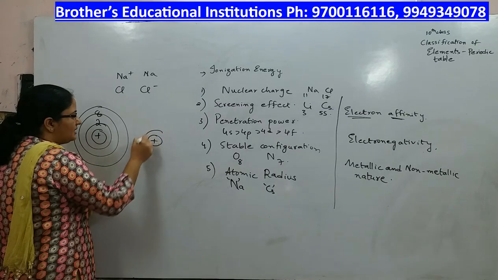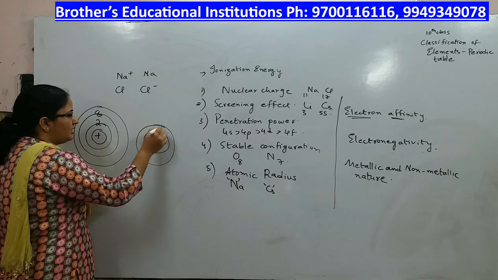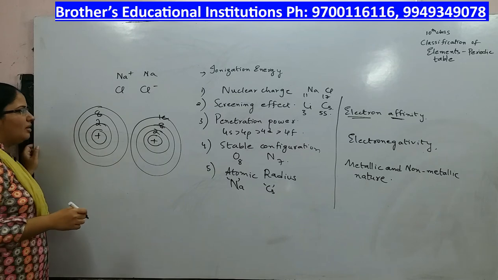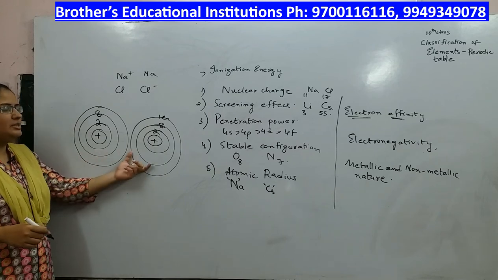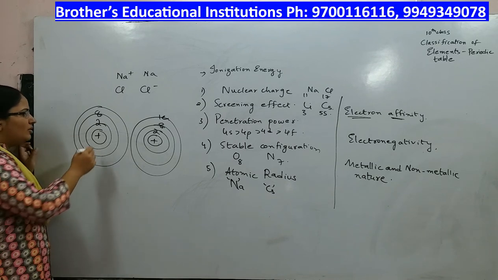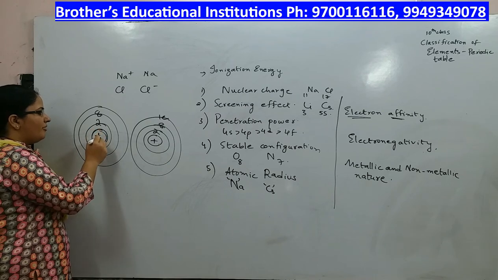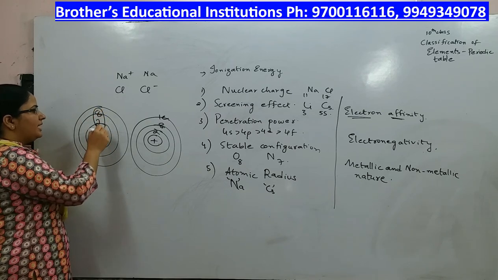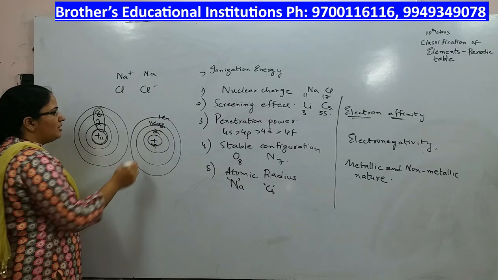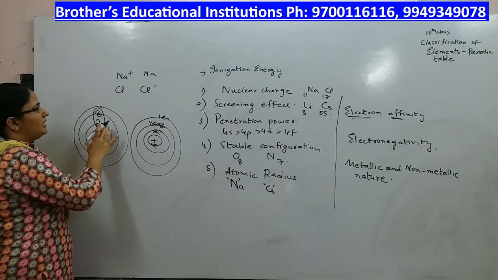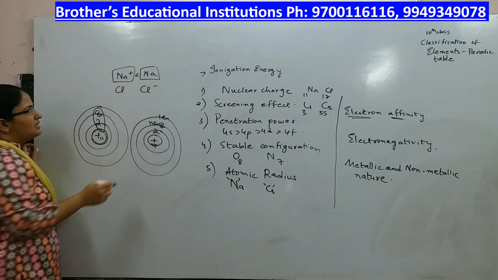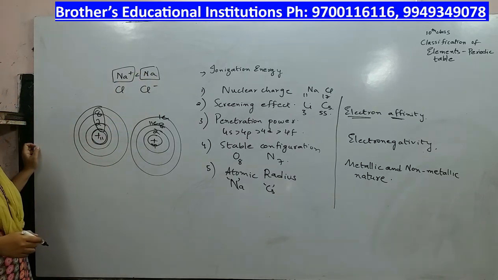If you take Na, it has 2 electrons in the first orbit, 8 electrons in the second orbit, 1 electron in the third orbit. Now, obviously which is bigger? Na is bigger than Na plus, because for Na plus the nuclear charge is more. The nuclear charge of 11 protons over 10 electrons is more compared to 11 protons over 11 electrons. Because of this, the size of the Na plus is less than the size of Na. The size of Na is greater than size of Na plus.